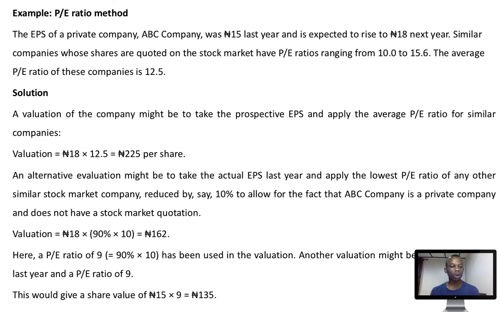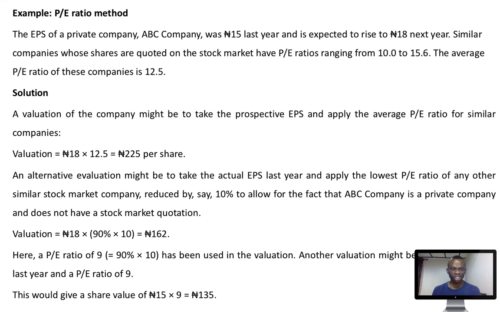So that will give us 9 times. We have 9 times 18, which equals 162. And that's if you are to use next year's earnings. But you can also look at it as last year's earnings. That's 15 times 9, which equals 135. So basically, this is what the PE ratio is all about.